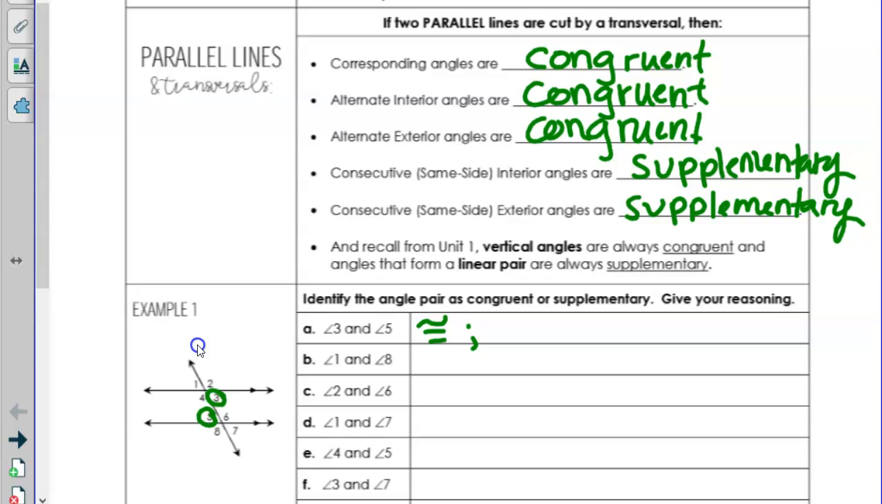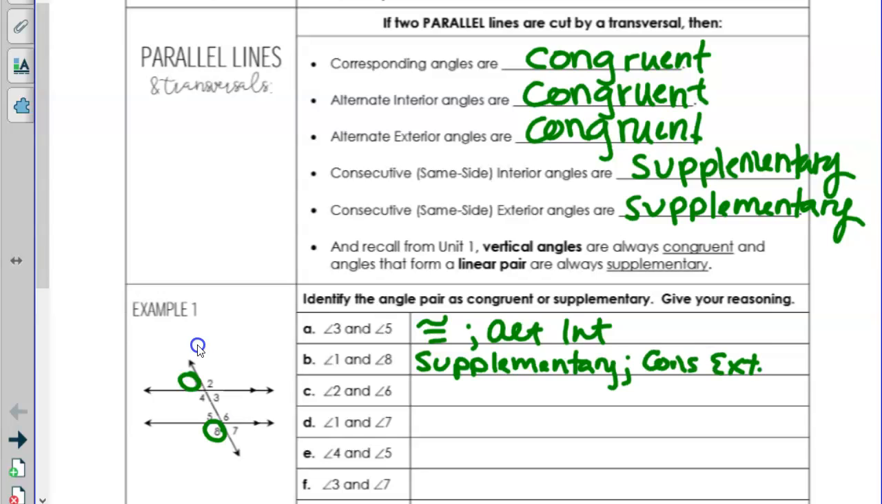It's alternate interior. Very good, alternate interior. I'm not going to do all of these, we'll pick out just a few. How about 1 and 8? Supplementary, good. And then what type of angle pair? Consecutive exterior. Consecutive exterior, good.